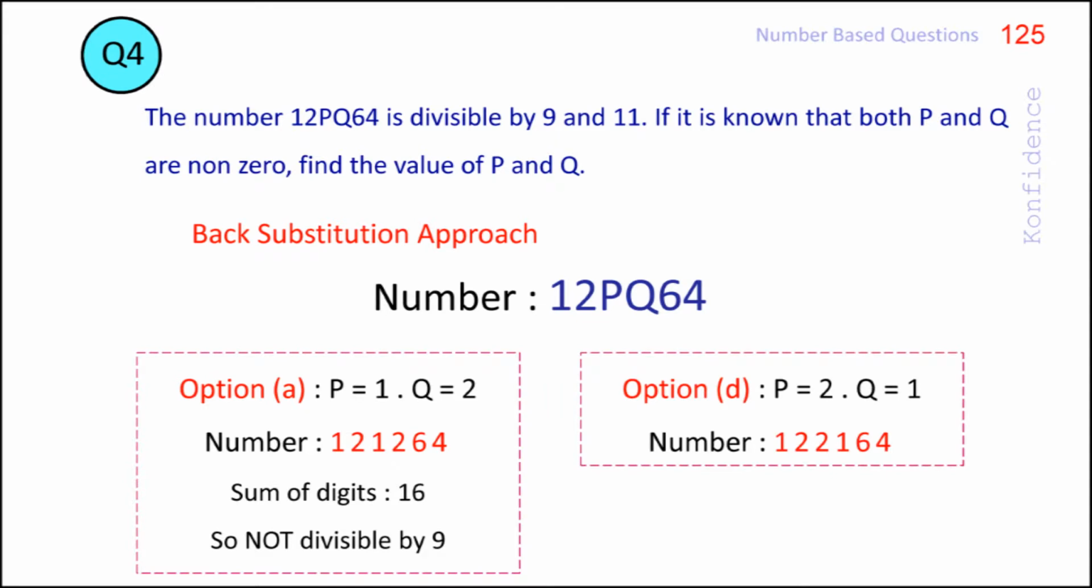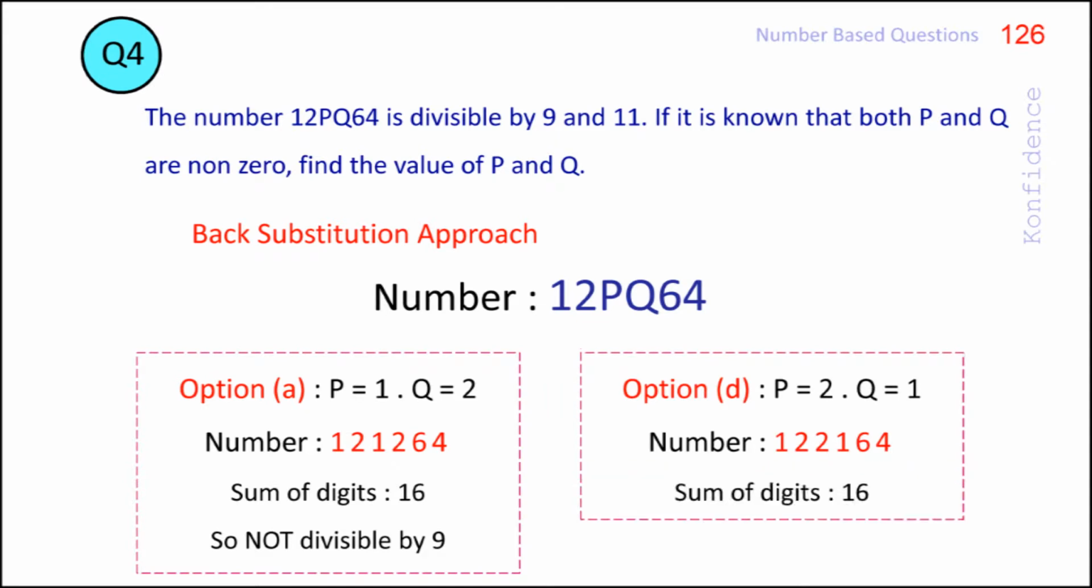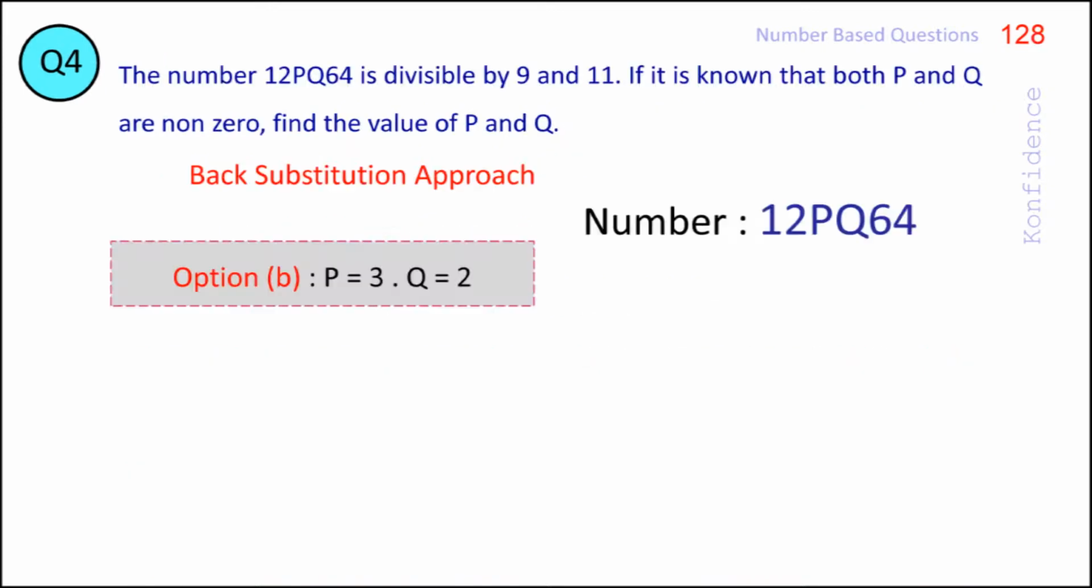Similar is the case with option D because the sum remains the same in option D as well. This is because the numbers are 1 and 2 itself there. Only difference is that P becomes 2 and Q becomes 1. Now try option B.